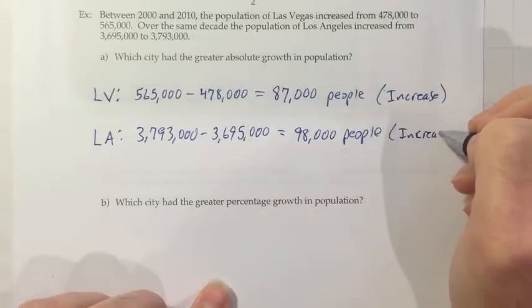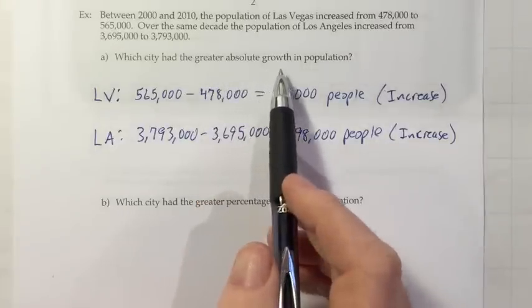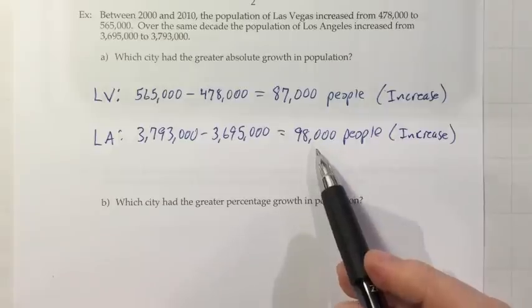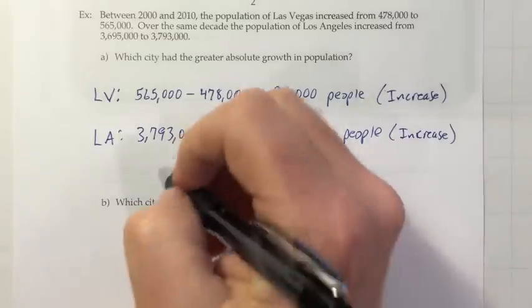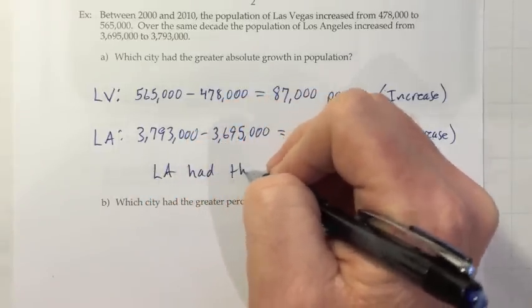So a fairly straightforward answer to their question, which city had the greater absolute growth in population? Las Vegas grew by 87,000 people. LA grew by 98,000, so LA had the larger absolute growth.